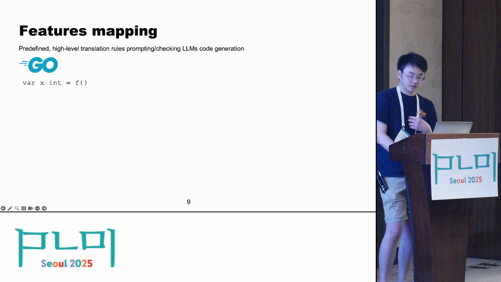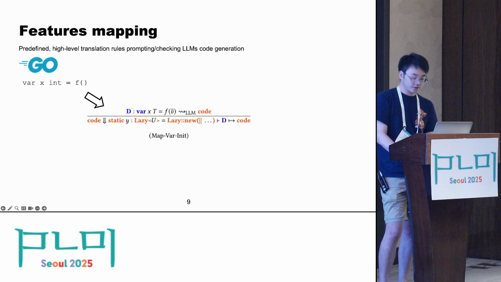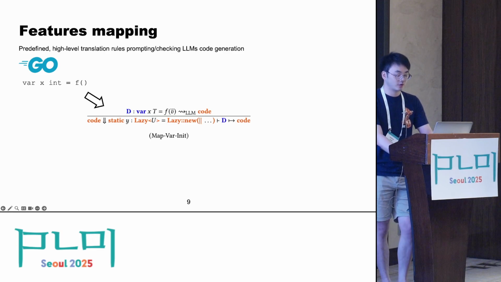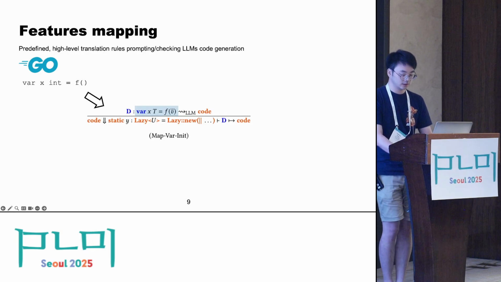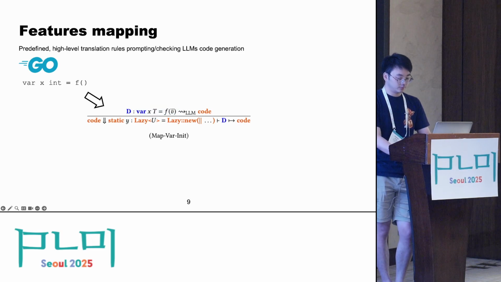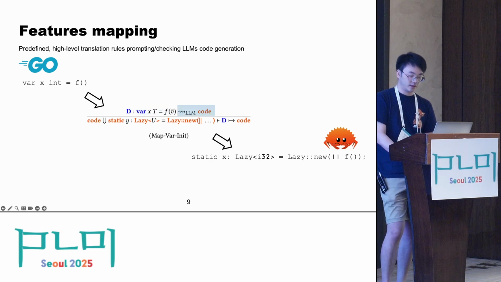For the code snippet containing the global variable initialization, as discussed before, we apply this particular rule. Note that for clarity, we summarize our predefined translation rules by using a slightly non-standard inference style rule. We first check the shape of the source code, which is a global variable initialized by a function. Then we construct a prompt to specifically instruct the LLM to use the lazy construct.